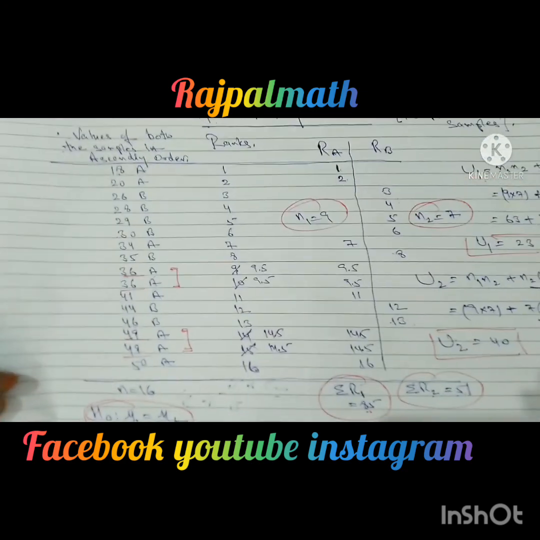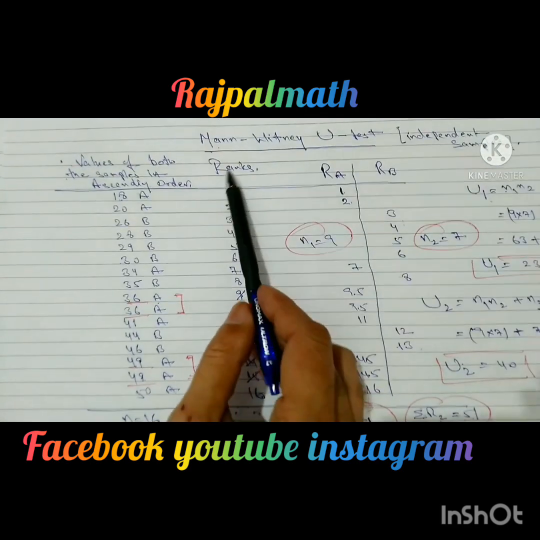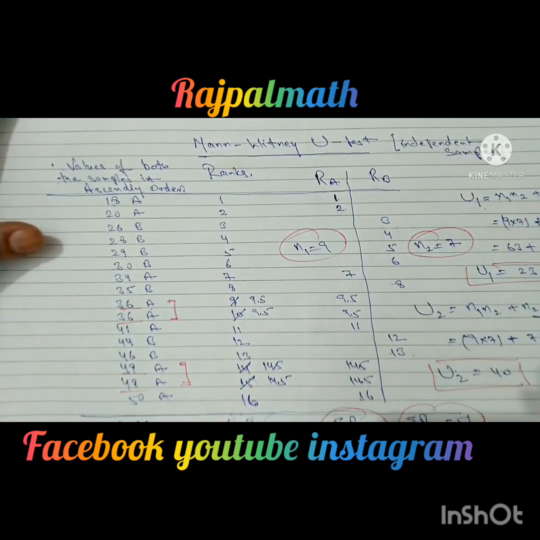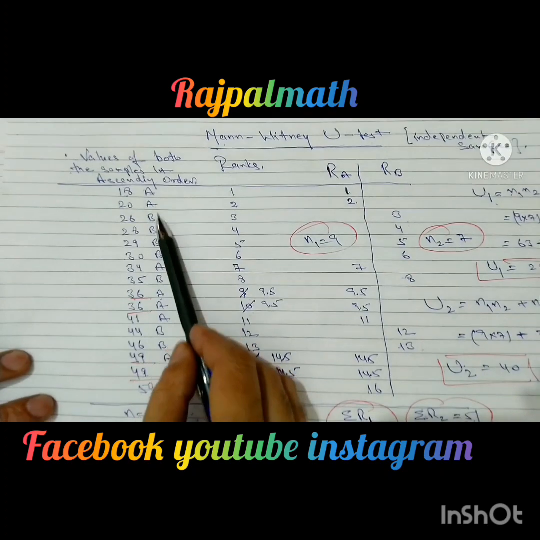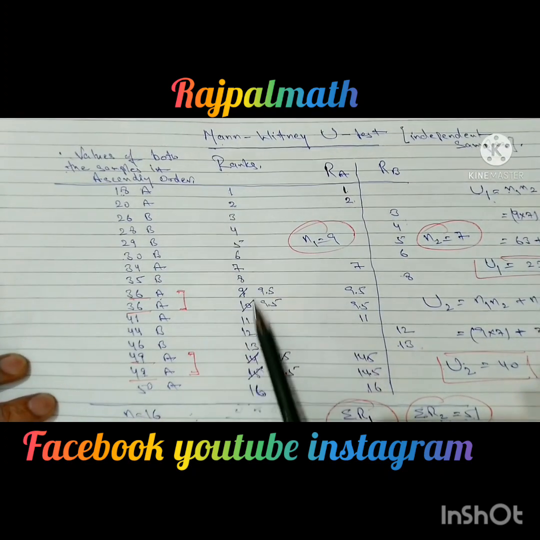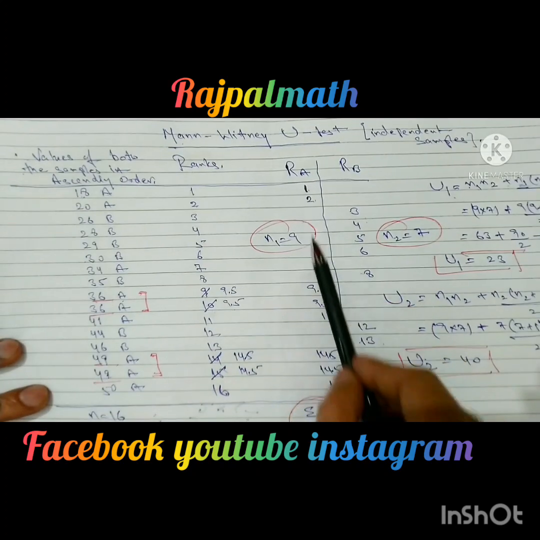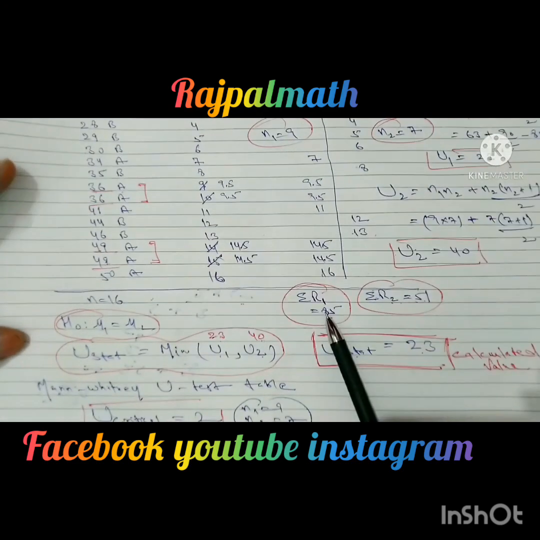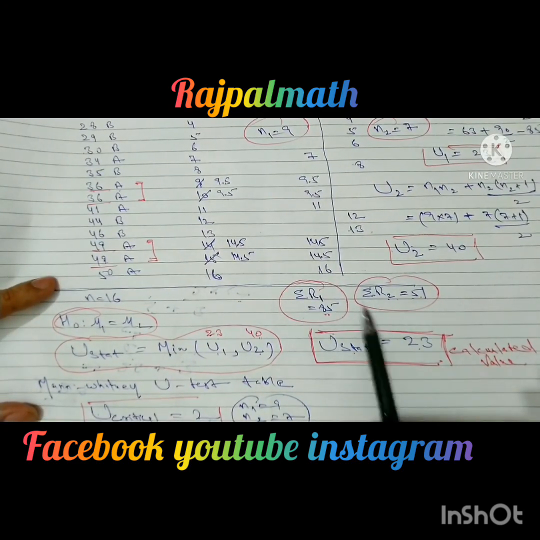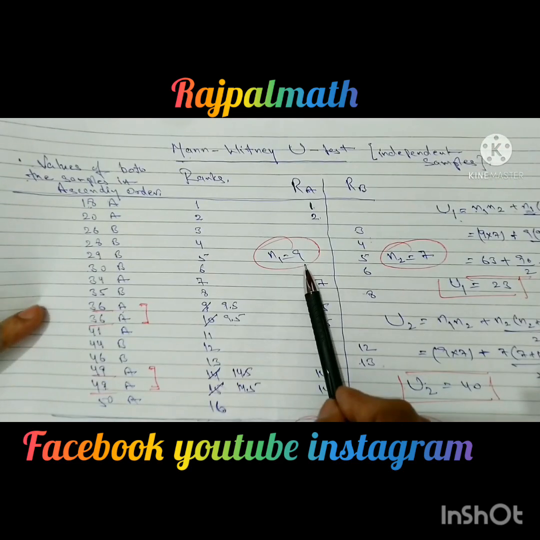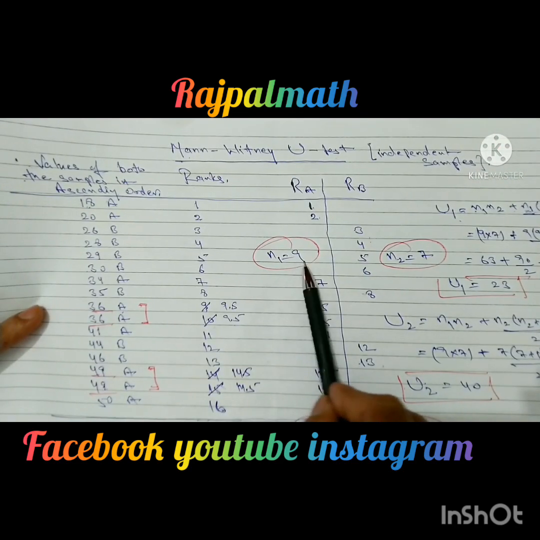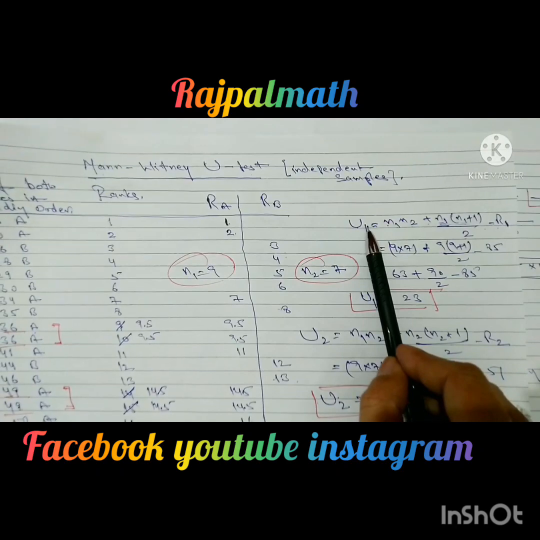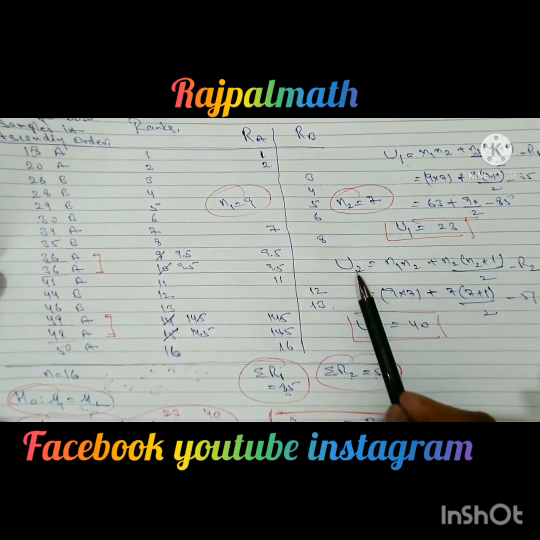This is the result of hypothesis testing by the Mann Whitney U test for independent samples. First, write values of both the groups in ascending order. Assign ranks. Write in one column ranks of group A, then ranks of group B. Take the sum total of ranks of group 1 and of group 2. N1 is the number of observations of group 1, N2 is the number of observations of group 2. Then calculate U1, the U-stat for the first group, then the U-stat for the second group.